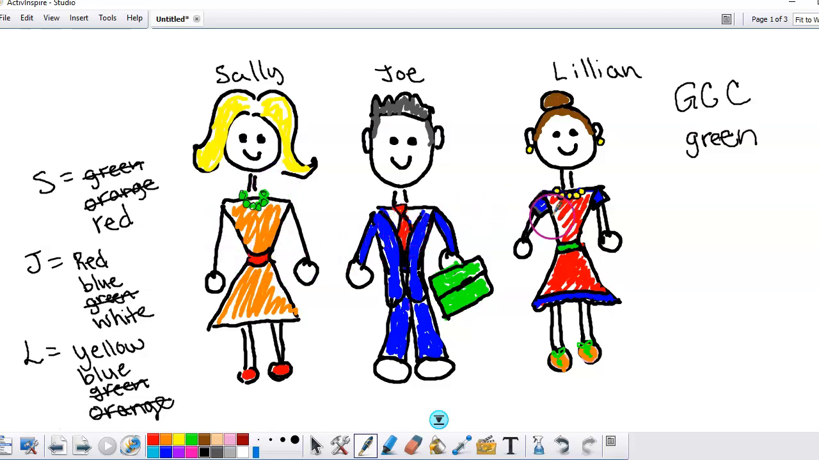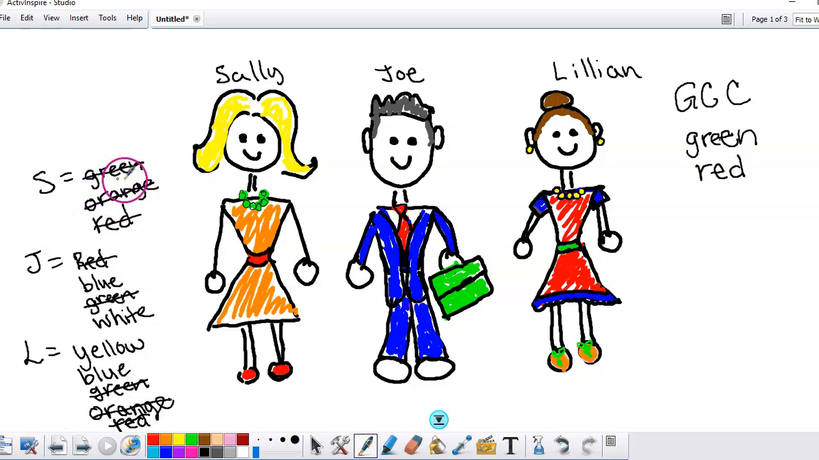All right, next, Sally has red. Joe has red, and Lillian has red. So red is in my list of common colors. I'm going to cross them out. Oh, I never wrote red down here, but we see her dress has got red all over it. Okay, cross that out. So Sally's list is done.